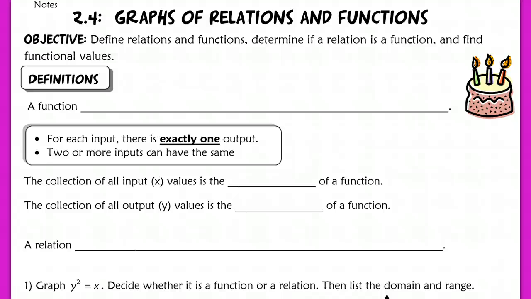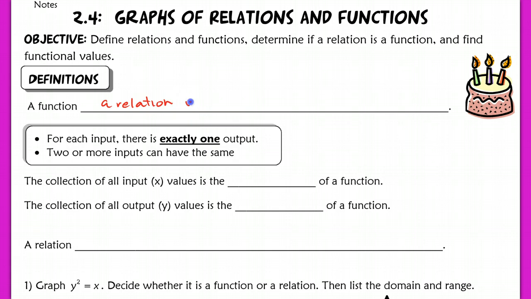Alright, so this is the last lesson for this unit, and we're going to be talking about relations and functions. We did something similar yesterday when we graphed relations and functions, but today I'm going to actually define the difference between the two. So a function is just a relation that has for every input exactly one output.